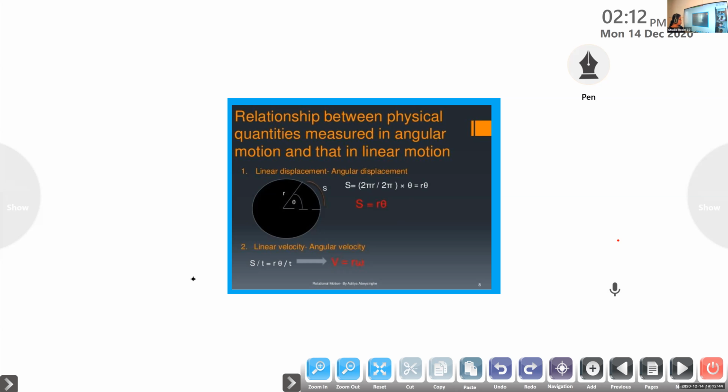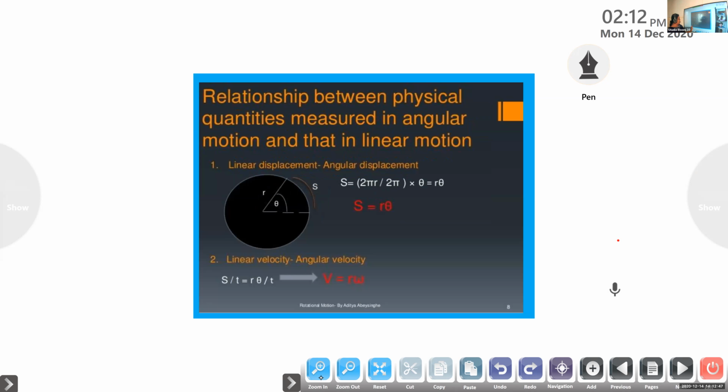And do you remember, this is also repetition. The relation between linear velocity and angular velocity we have also learned in the previous session: V is equal to R omega. So this also you can write down: the relationship between physical quantities measured in angular motion and that in linear motion. The left hand side is linear motion, the right hand side of the equation is the angular or rotational motion.